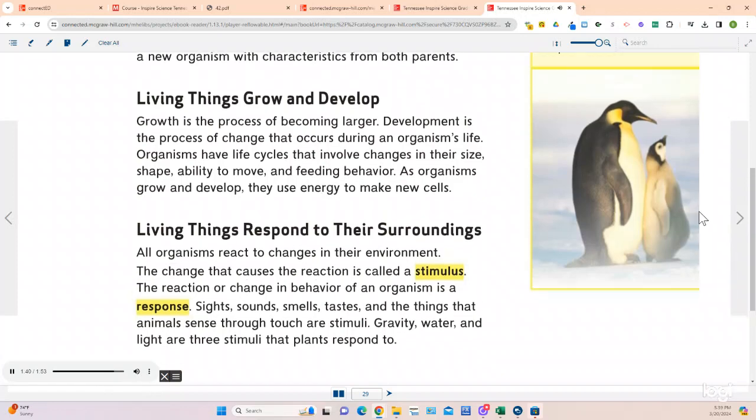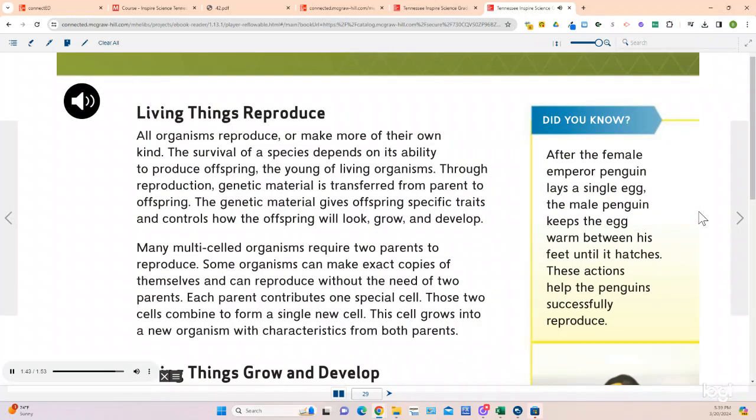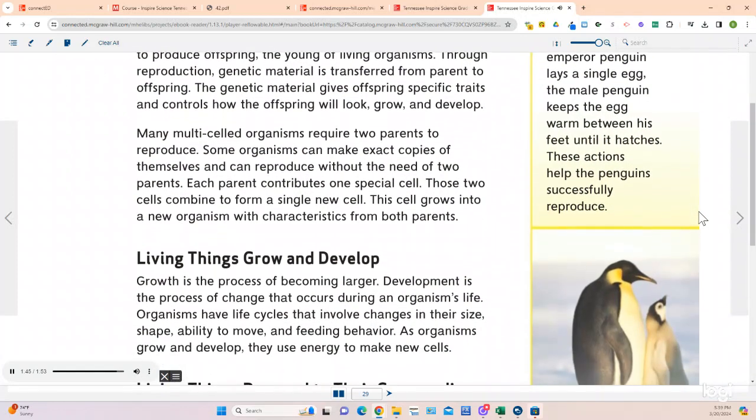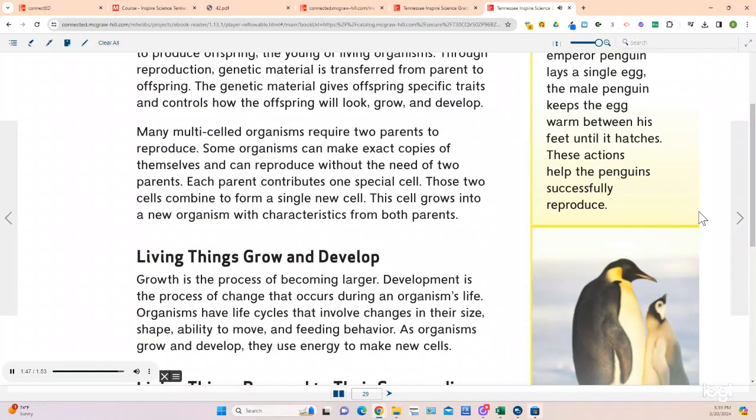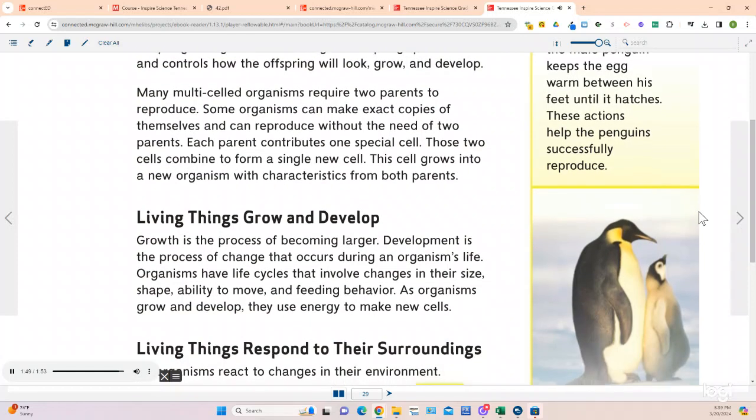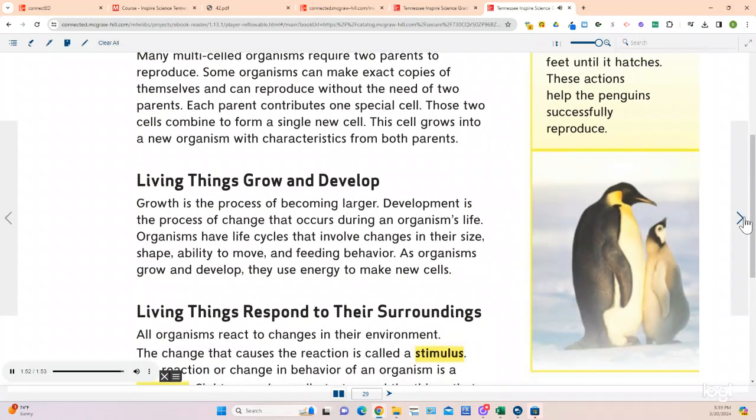Did you know? After the female emperor penguin lays a single egg, the male penguin keeps the egg warm between his feet until it hatches. These actions help the penguins successfully reproduce.